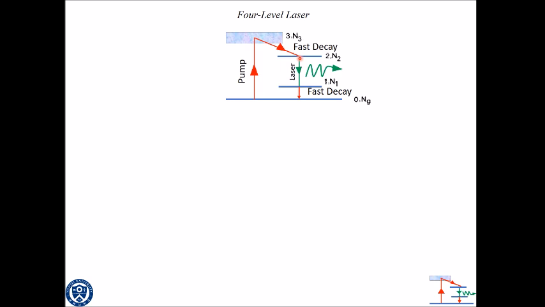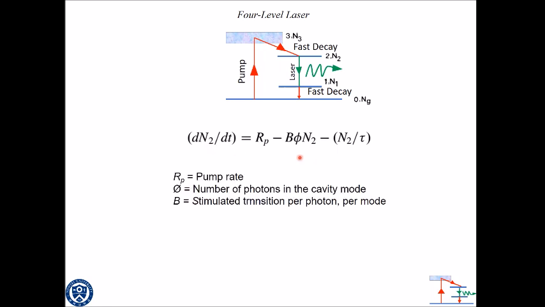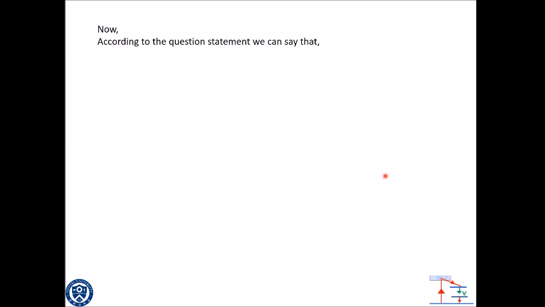So for this case we can write the rate equations for the N2 level and the N1 level, where Rp is the pump rate, phi is the number of photons in the cavity mode, and capital B is the stimulated transition rate per photon per mode.